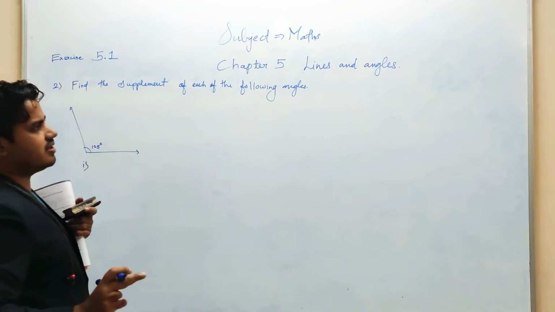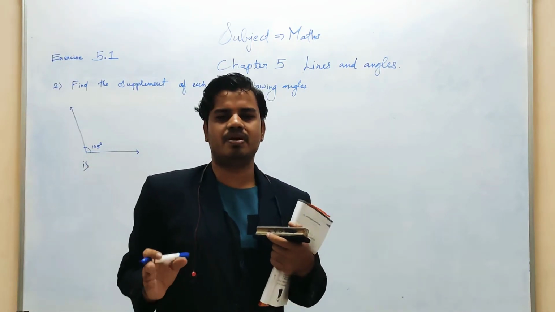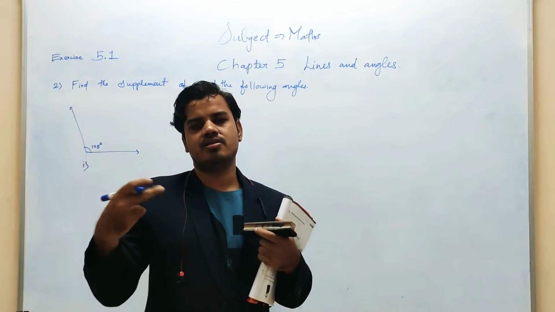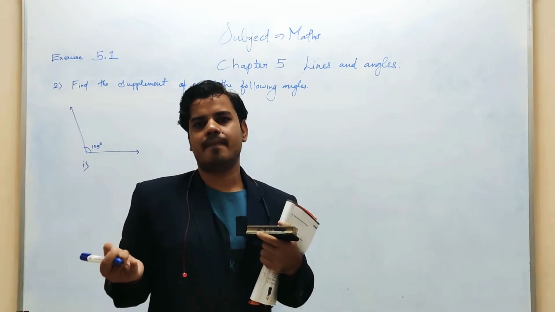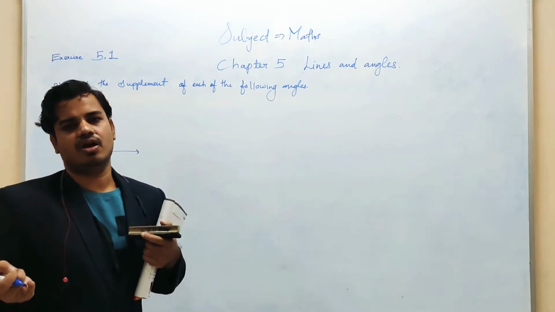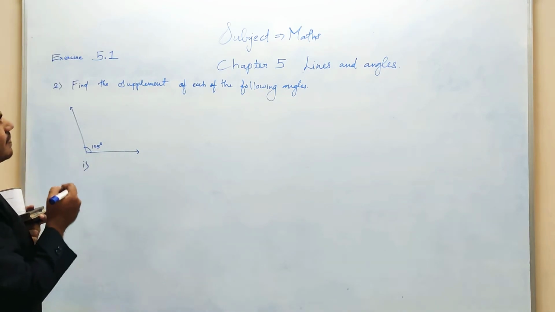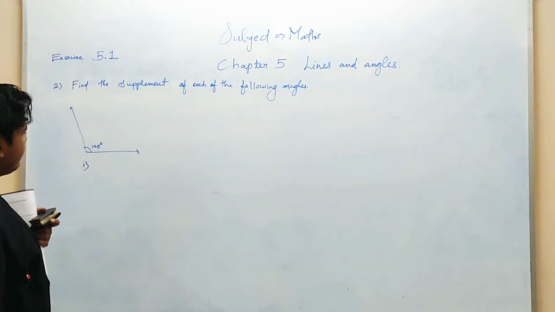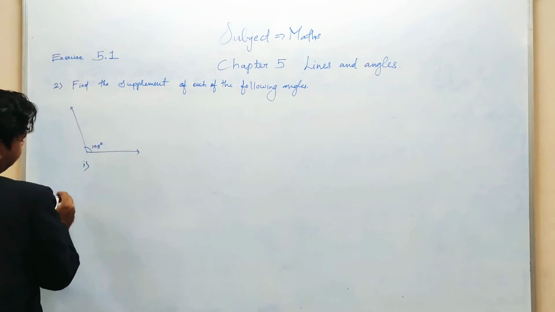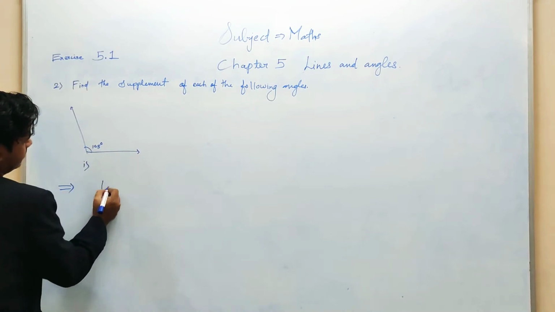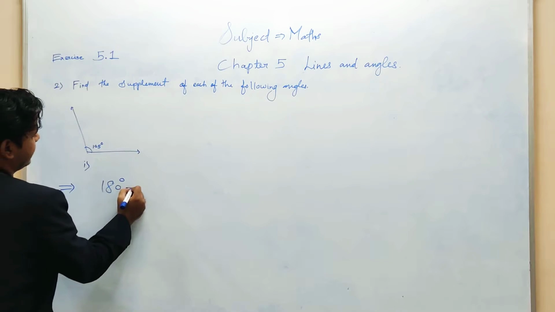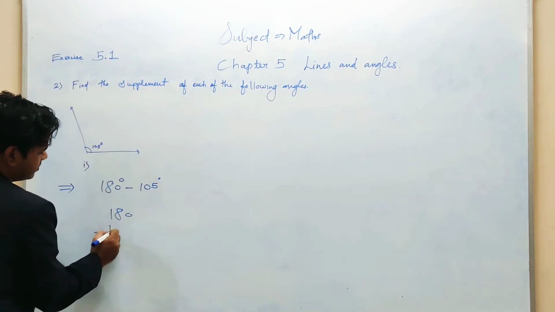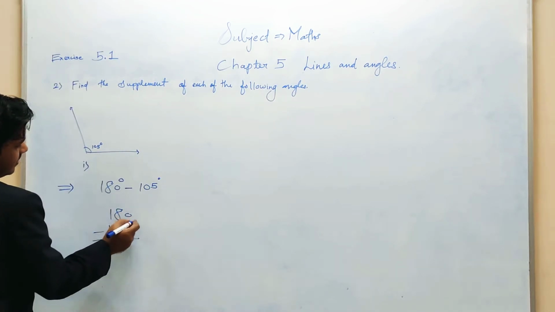Now to find out the supplement, we need to know what are supplementary angles. Supplementary angles are the angles whose sum measure is 180 degree. Okay, so here to find out the supplements, we will be subtracting the given angle from 180 degree. So we will take this and subtract it from 180 degree. 180 minus 105 degree. This will be what?